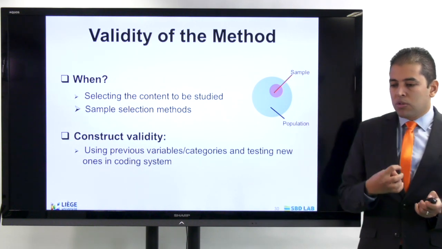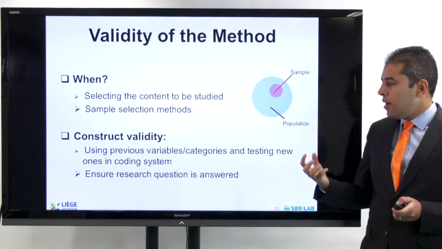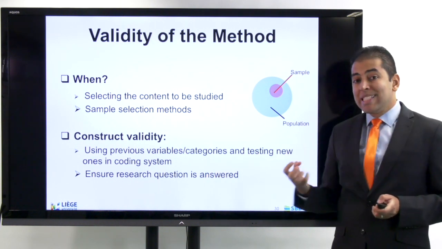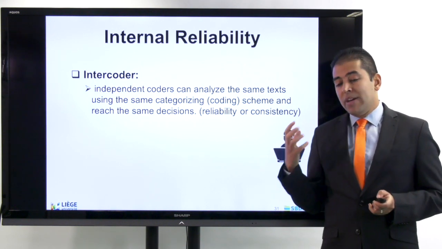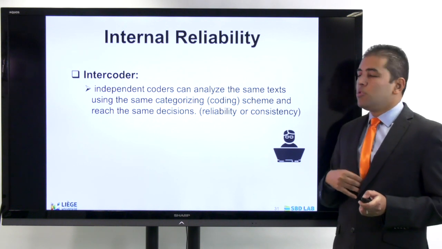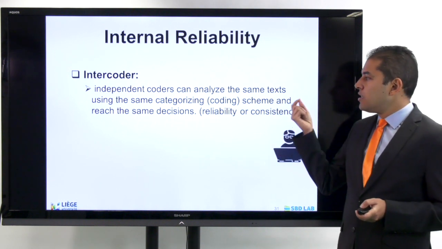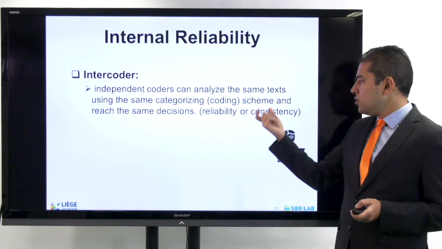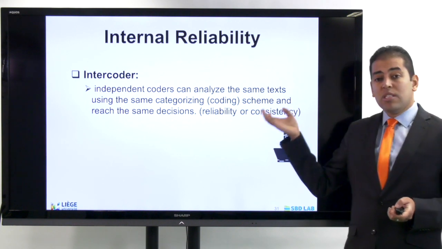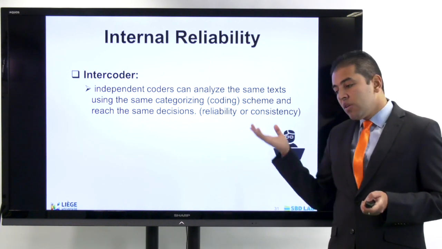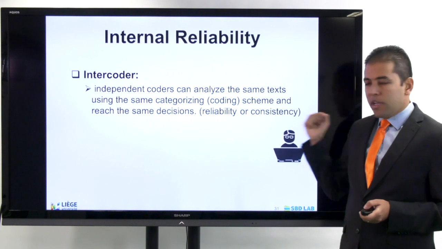Is the method or our proposed structure bringing the best out of the analysis of the content or not? So these are all approaches. And we need to ensure that the research question is answered. So this is a very important point. Also, as part of our validity for content analysis, we can use the intercoder approach. What is the intercoder? It's an independent coder who can analyze the same text using the same categorizing and coding scheme and reach the same decisions, and this brings reliability and consistency. So this is obviously part of the internal validity. I can increase the internal validity of the work by inviting an intercoder, exactly as defined.